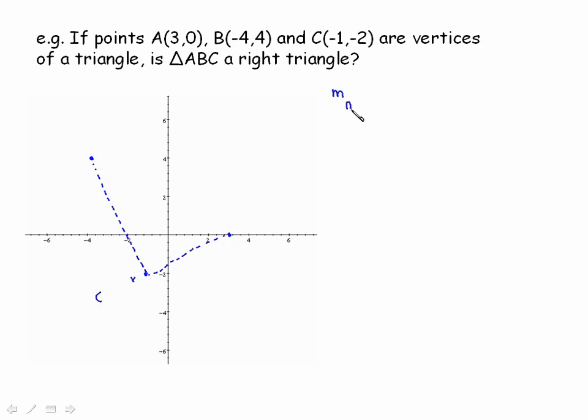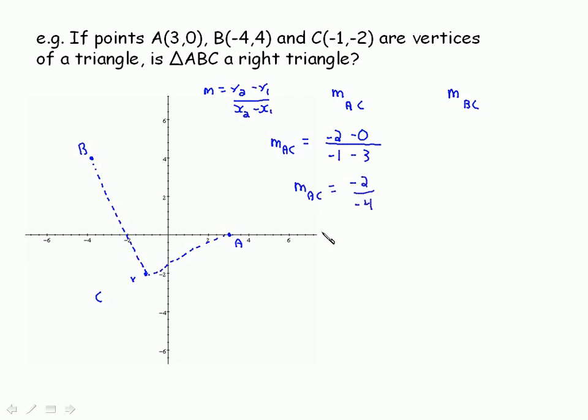So you take the slope of AC, take the slope of BC, and then you see what happens. So MAC is equal to, subtract the y coordinates, negative 2 minus 0. So I subtract the two y's, y2 minus y1. So m is equal to y2 minus y1 over x2 minus x1. And then you have that over the two x coordinates, which is negative 1 minus 3. So MAC is equal to negative 2 minus 0 is negative 2. Negative 1 minus 3 is negative 4. So the slope of AC is equal to 1/2.